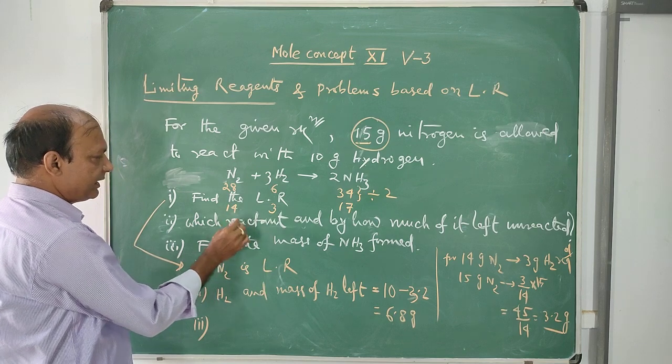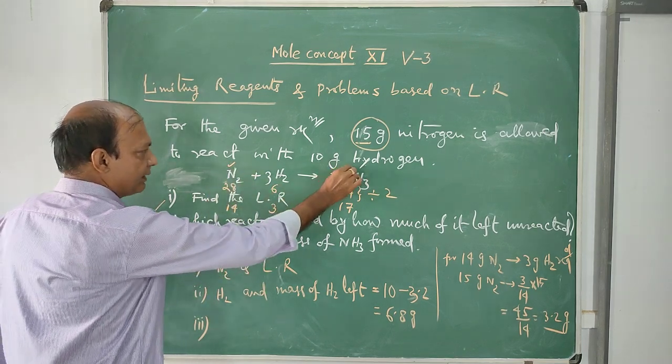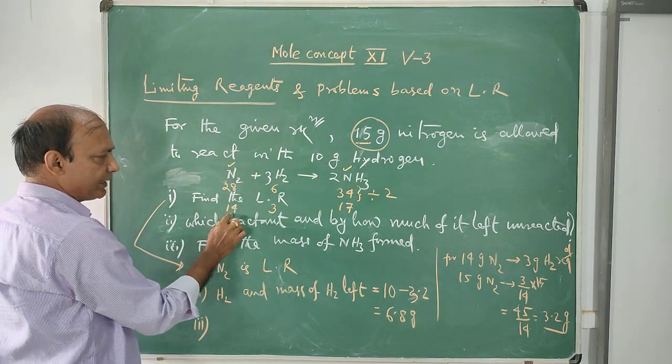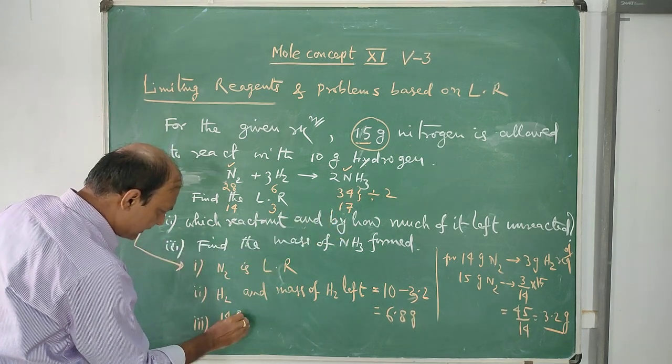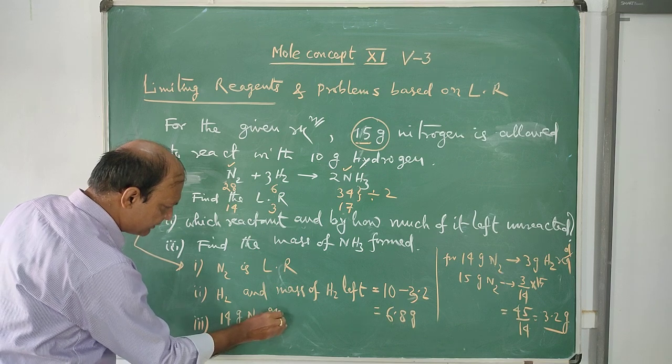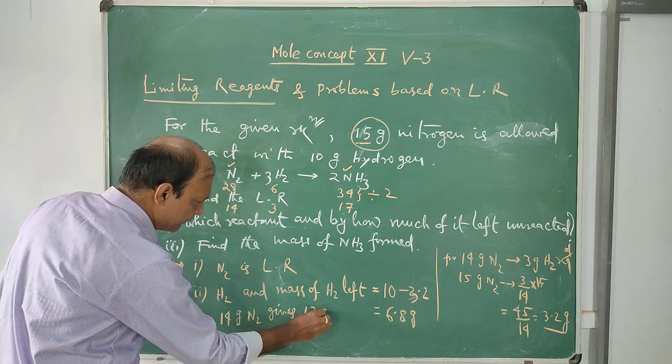Therefore, take this relation, nitrogen to ammonia: 14 gram nitrogen gives 17 gram ammonia.